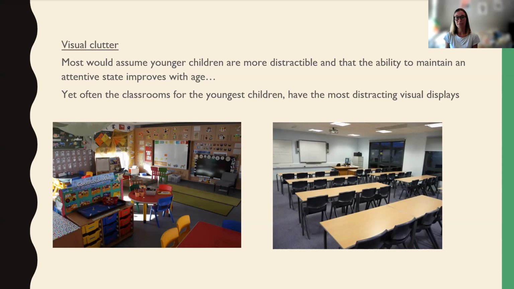And most of us would assume that younger children are more distractible than older ones, and that their ability to maintain an attentive state improves with age. Yet the way we organise and decorate our classrooms works against that idea, because often the classrooms for the youngest children have the most visual distractions, whereas classrooms as you move into secondary school and college and so on tend to be much clearer, more streamlined spaces.